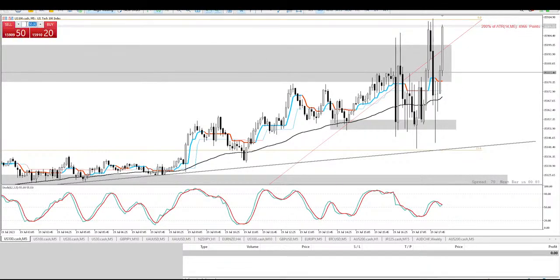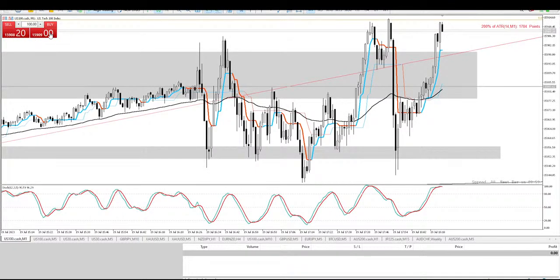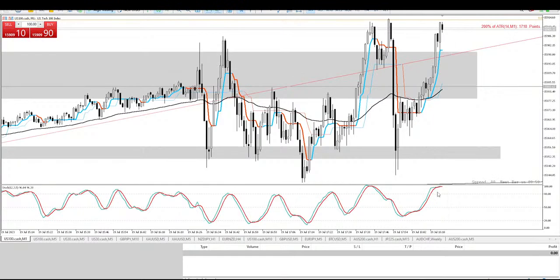You know what, guys? I'm gonna take a long here. I'm gonna keep the stop loss super tight. Let's see. Let's hope for a breakout, and then I'll go. I really want to pull back though on the 1 minute stochastic here first.